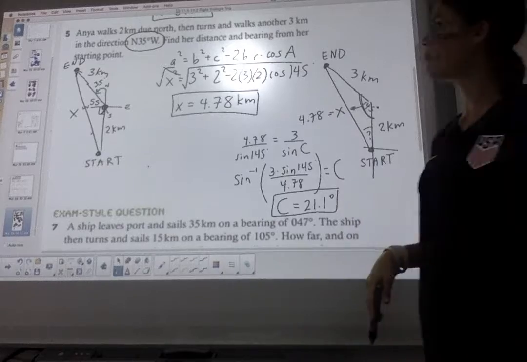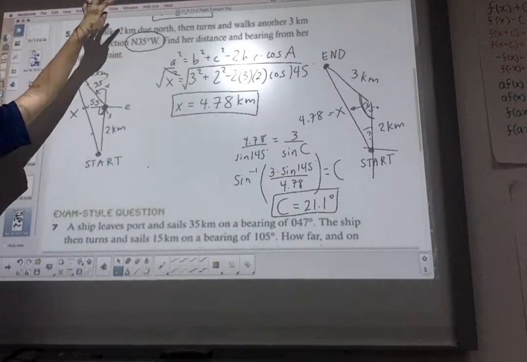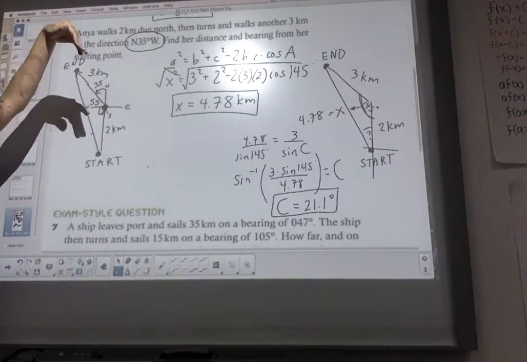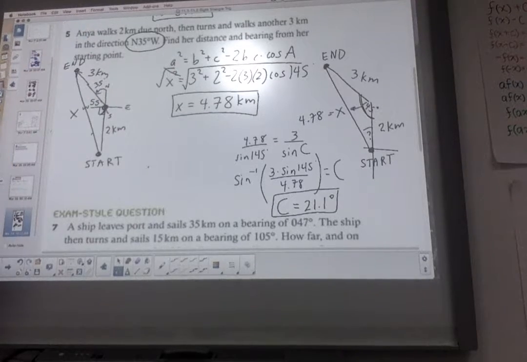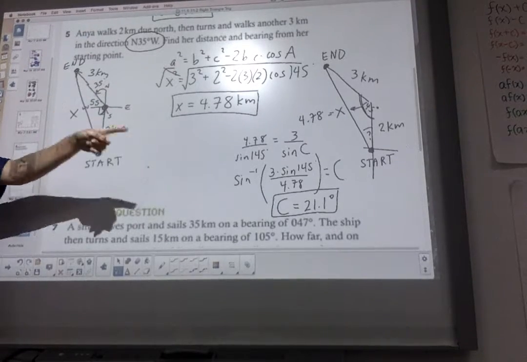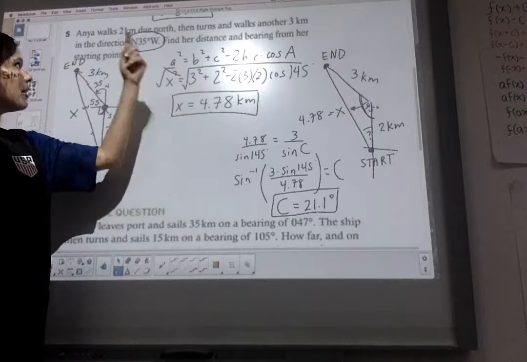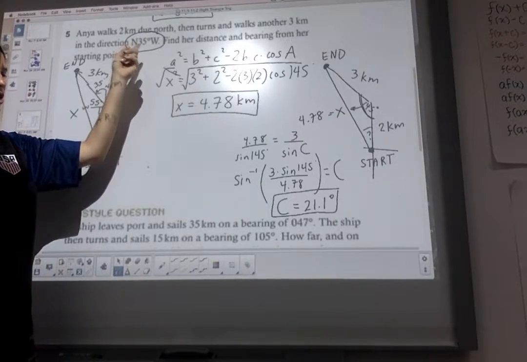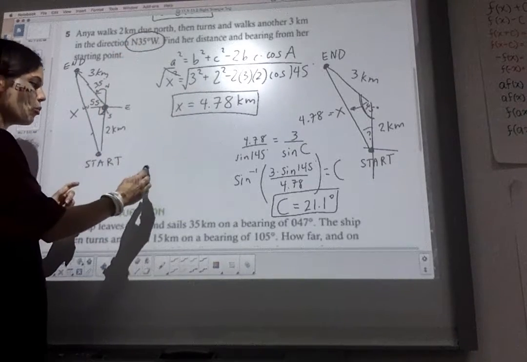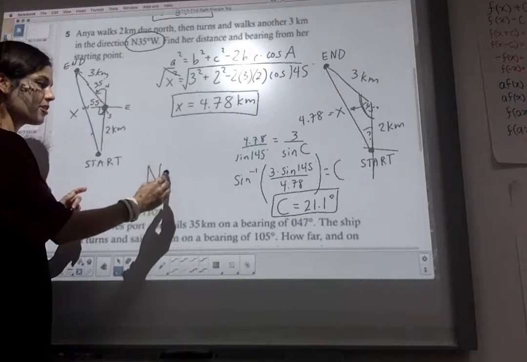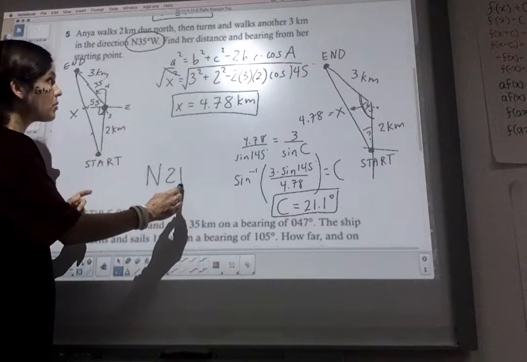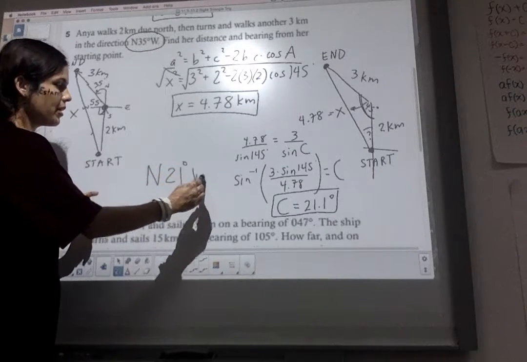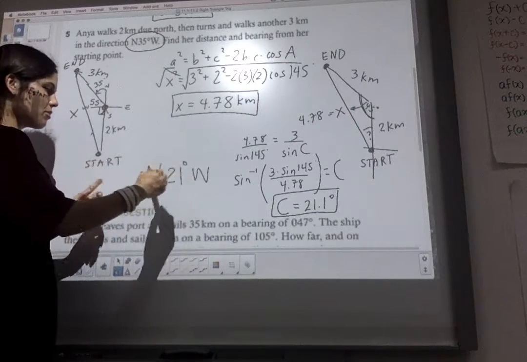Okay, but Diego has a good point because they gave it to us in this notation. Let's give the answer back in that notation. So how should I write that bearing in this notation? It's with respect to north, 21.1 degrees west. So 21 degrees west of north.